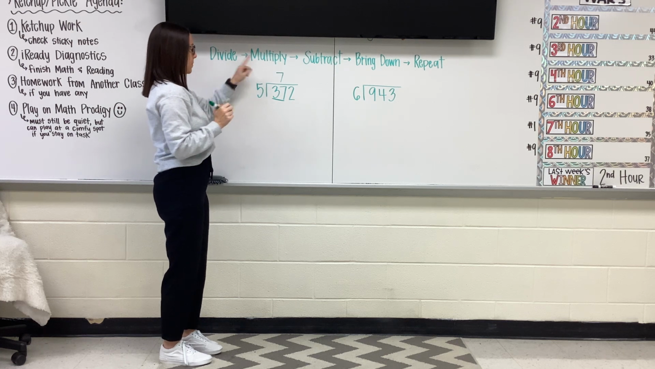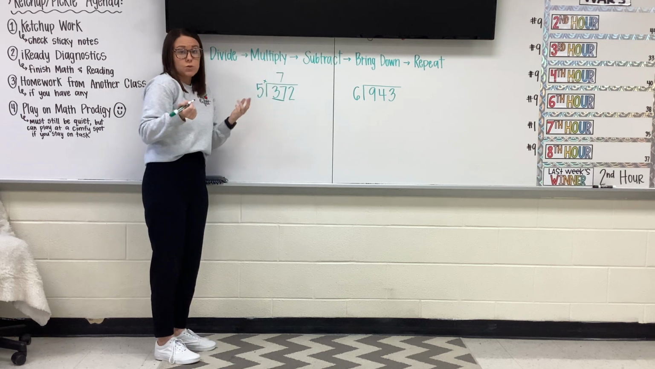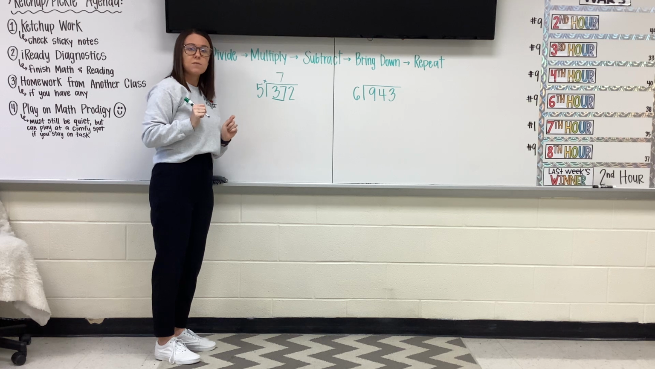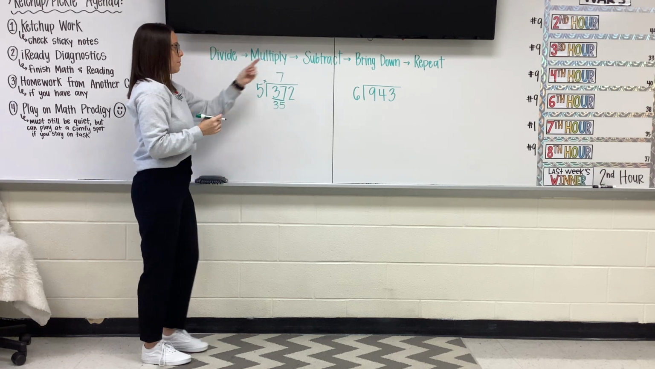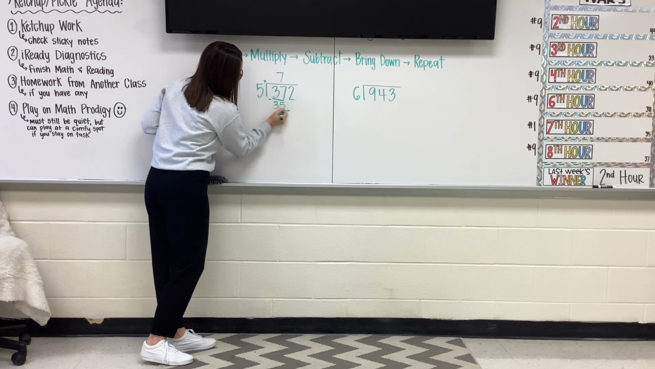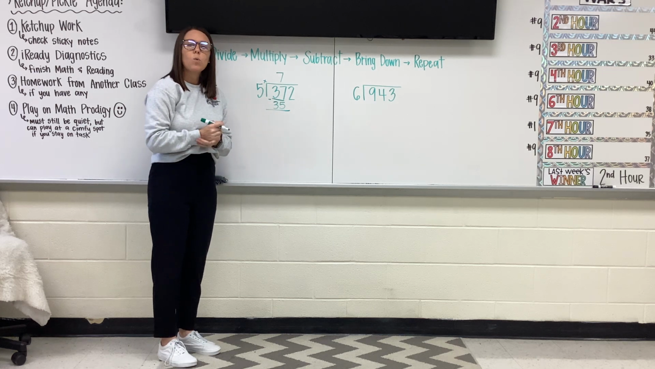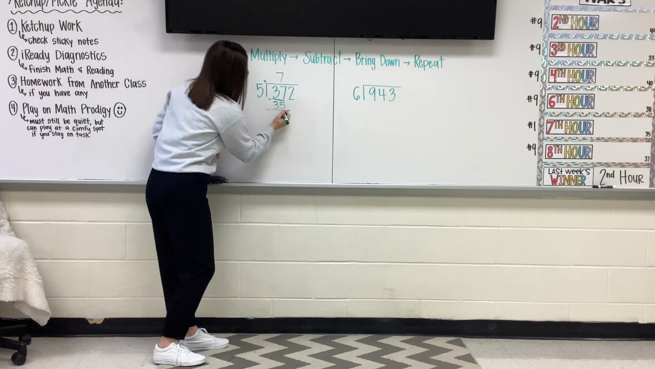Then I'm going to multiply. So I'm going to do 5 times 7 because that's what I just wrote up there. 5 times 7, I can look again if I need to. What is 5 times 7? It's 35. So I'm going to put 35 right down there, getting it ready because my next step is to subtract. So I'm going to subtract these two numbers. 37 minus 35. What is 37 minus 35? 2.